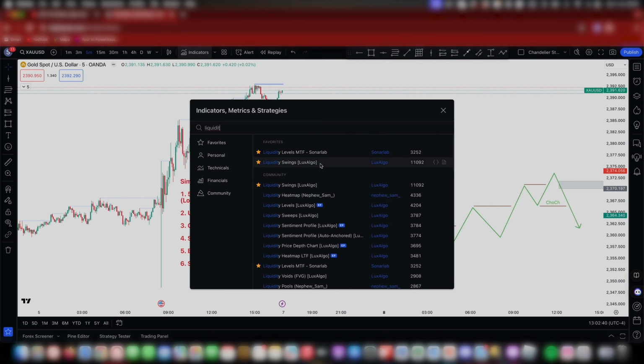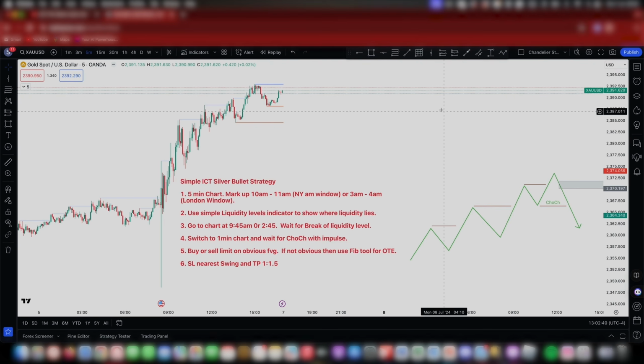You could use the Lux Algo one if you wanted to, but if you want your chart to look like mine, then use the Sonar Labs. It's very good. The reason I like it is because it's just very clean. You've got your most recent liquidity levels, which are in the darker colors, and then your lighter colors just mean that they've already been hit. Those liquidity levels have already been taken, okay? And that's it. So that's your liquidity levels.